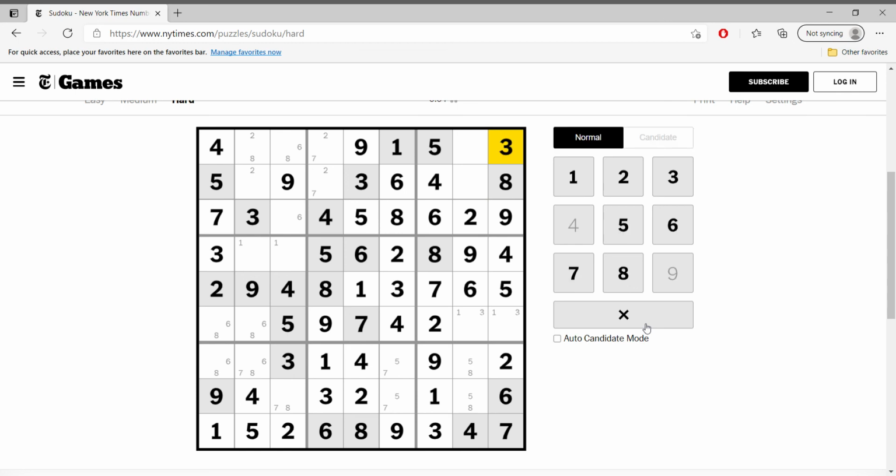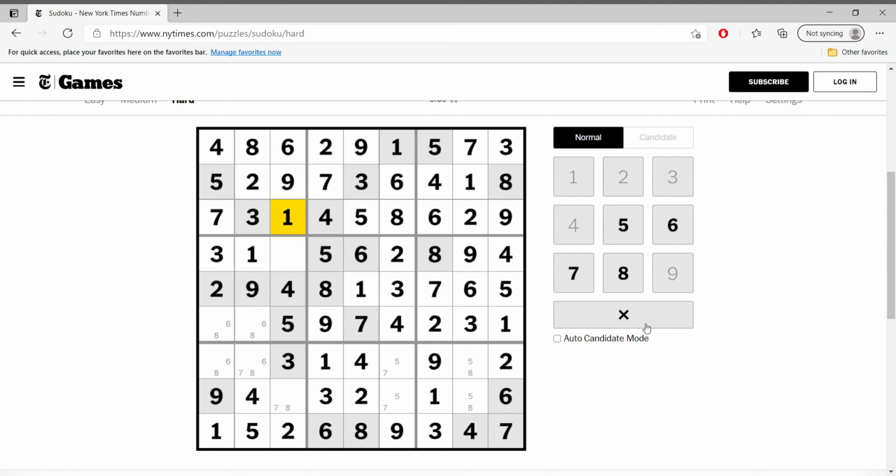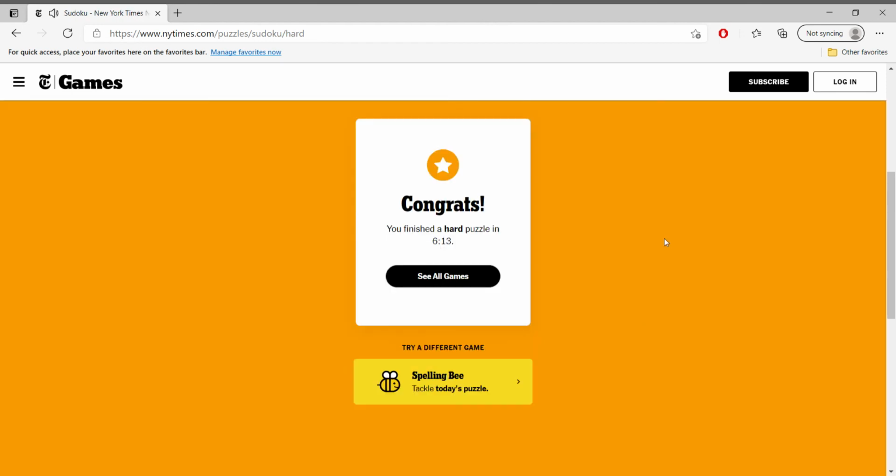This cannot be 1, so it's 3, 1, 3. 1, 7, 2, 7, 2. Okay, well, in this row, this has to be 1. And then this has to be 6. This is 8. This is 7. In this column, this has to be 8. Okay. So at this point, it's just self-explanatory.